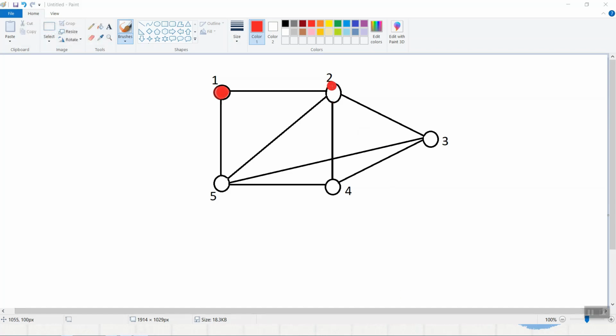Let's move to number 2. Here you can see number 2 vertex is adjacent to number 1 vertex, so we cannot apply red color here. But see, number 3 vertex is not connected with number 1. It means it is not adjacent to number 1. So we can apply red color to number 3 vertex.